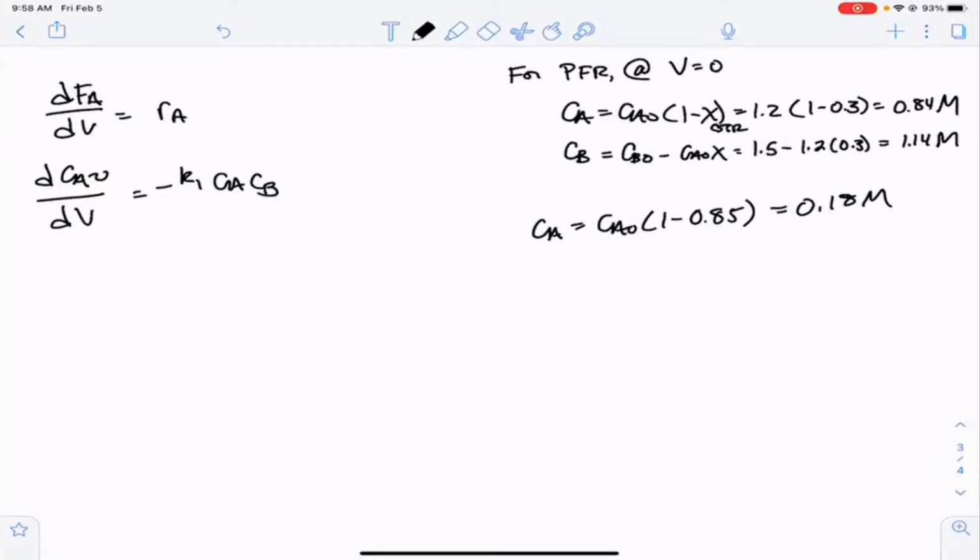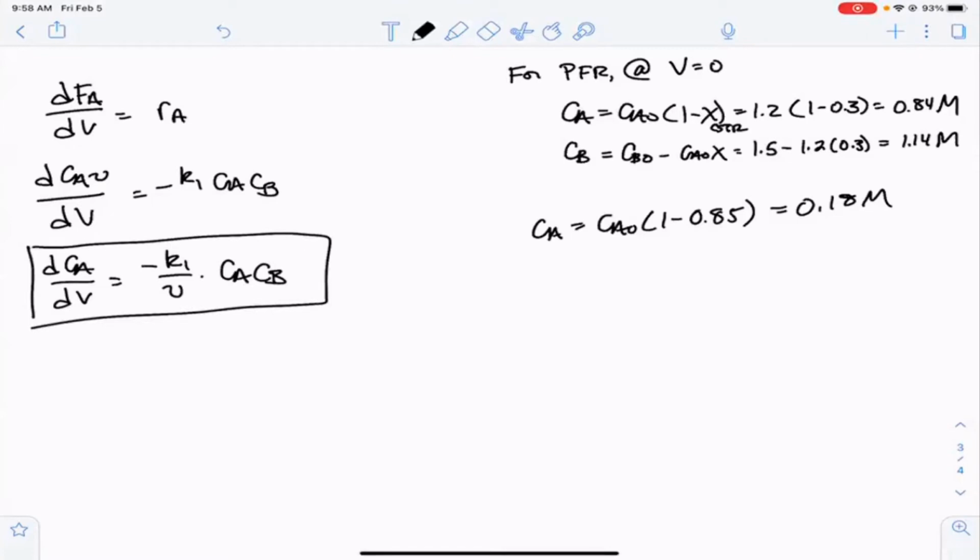And the volumetric flow rate here is a constant because we said we're in the liquid phase. So that means that dCA dV is equal to minus K1 over the volumetric flow rate times Ca times Cb, okay? So one way to solve this problem is to stop here and then to do the exact same thing for B. And we'd find that dCb dV also equals minus K1 over V times Ca times Cb, right?